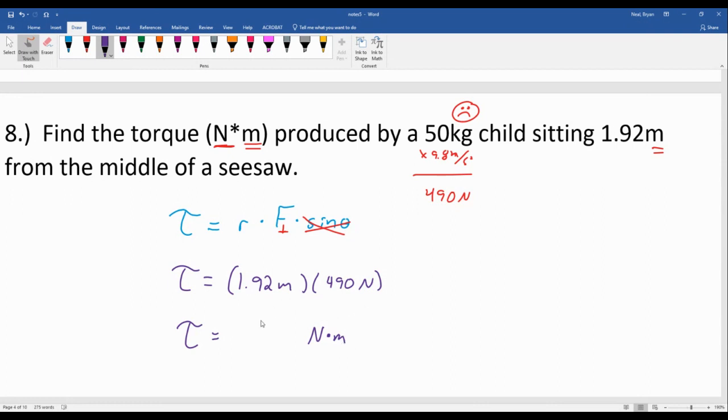All right, then now to multiply these together, just run them through a calculator, 940.80.